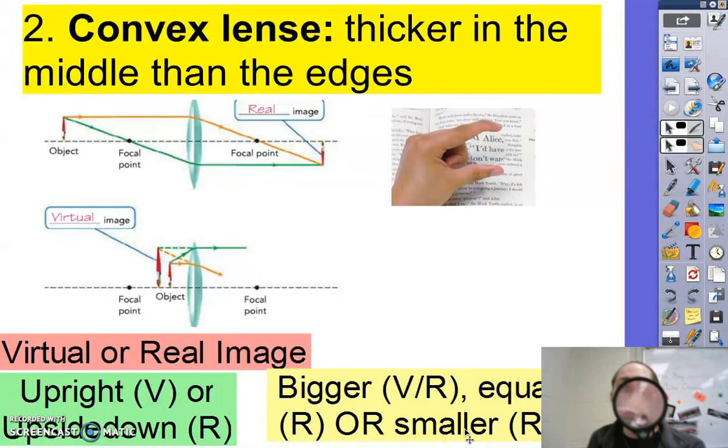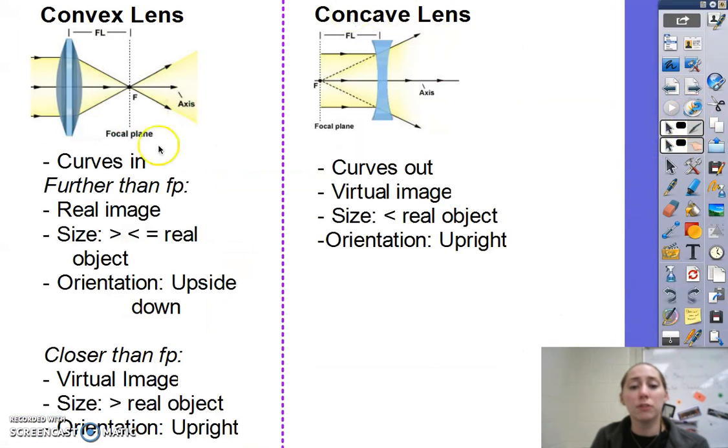Those of you that have played with this and looked up close at something, it looks big, but when you look at something that's kind of far away, it's upside down and smaller. That's because it's a convex lens. So just to review, here's a handy chart to tell you about the lenses. Remember, convex lenses act like concave mirrors, and concave lenses act like convex mirrors.